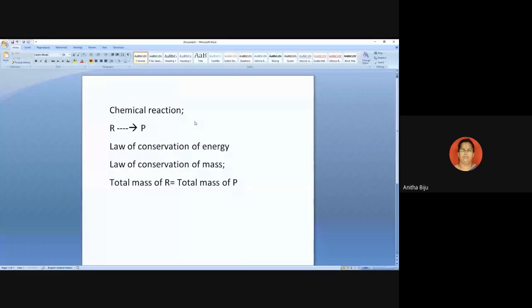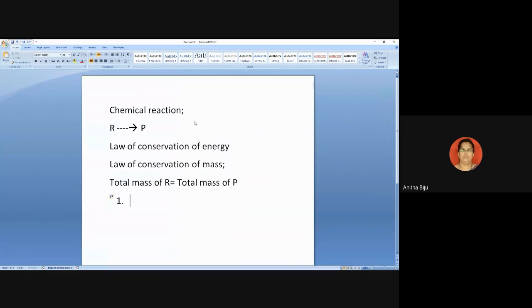So in some reactions, what happens? The heat energy of the reactants is more than that of the product. Let us think about the first situation, write the first state. Whatever I am writing on the board, try to copy it, okay?